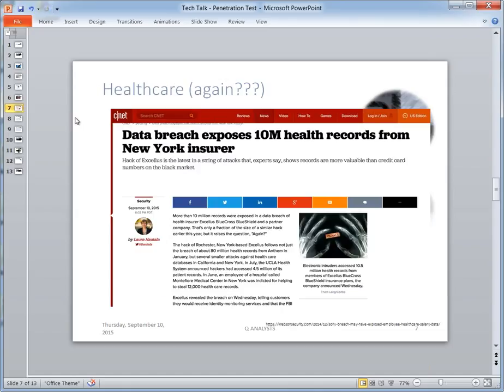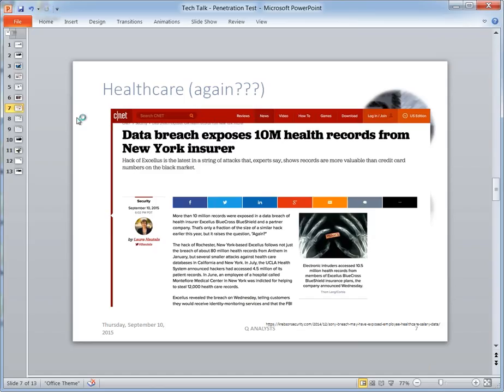And yesterday, in healthcare, we just learned about another medical organization. This one is a smaller organization based out of New York called Excellus, which is a Blue Cross Blue Shield firm. Again, here you have 10 million health records leaked.